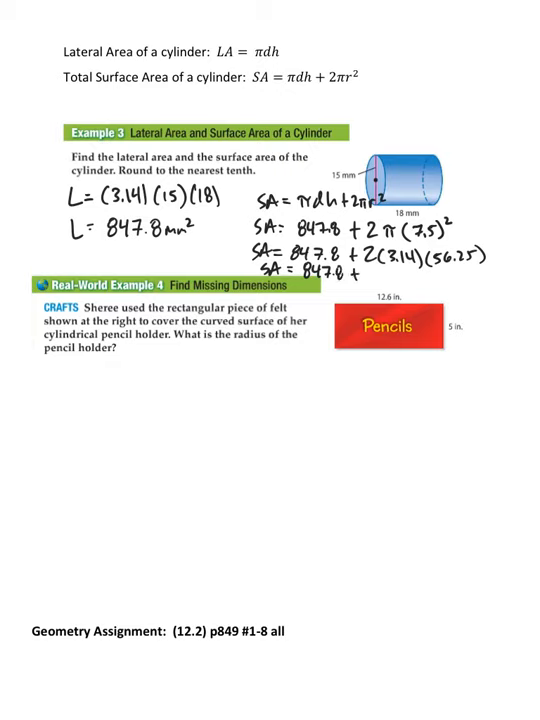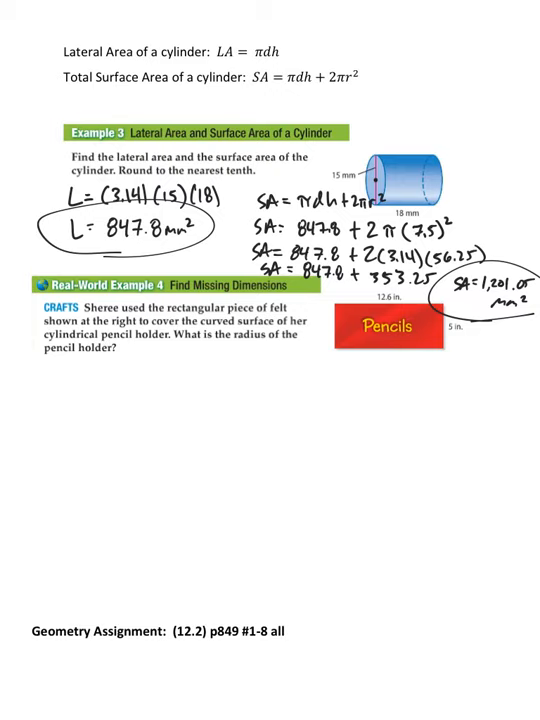847.8 plus all of that multiplied is 353.25 plus 847.8. So the surface area is 1,201.05 millimeters squared. All right, so there's the lateral area and surface area of a cylinder.